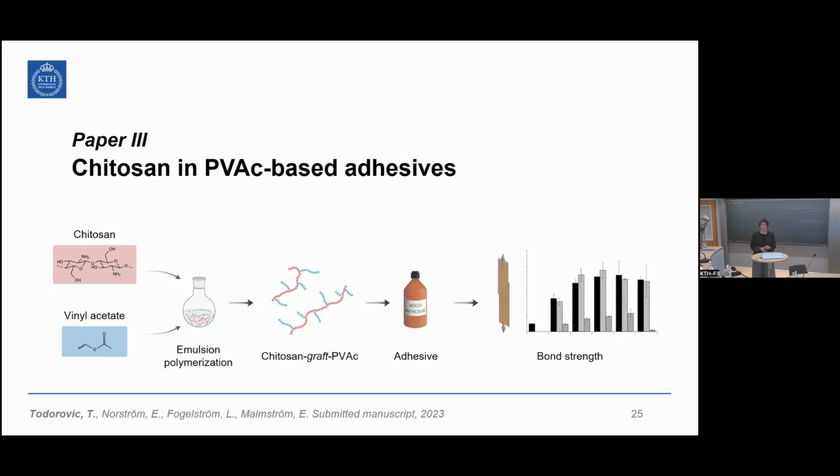In the third paper, the previous one was a fully bio-based adhesive. In this case, it is a partially bio-based adhesive. We used Chitosan to partially replace vinyl acetate in polyvinyl acetate adhesives. Polyvinyl acetate is an adhesive that is commonly used for wood bonding, and it is prepared by emulsion polymerization.